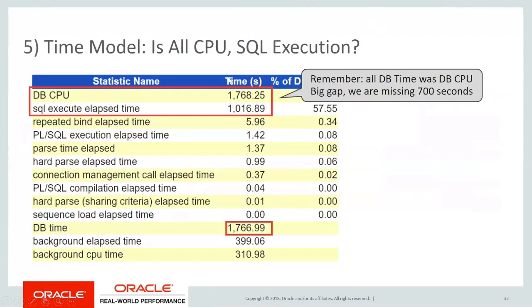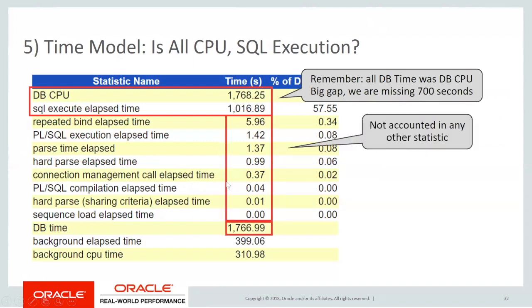Now, if we go to the time model, the last section that we always visit, we see that there is a big gap here. Remember, all the DB time was DB CPU. And we're only executing SQL, which can be confirmed if you go down to the SQL sections. But there's 700 seconds missing here, which is not explained in any of the other time model statistics.